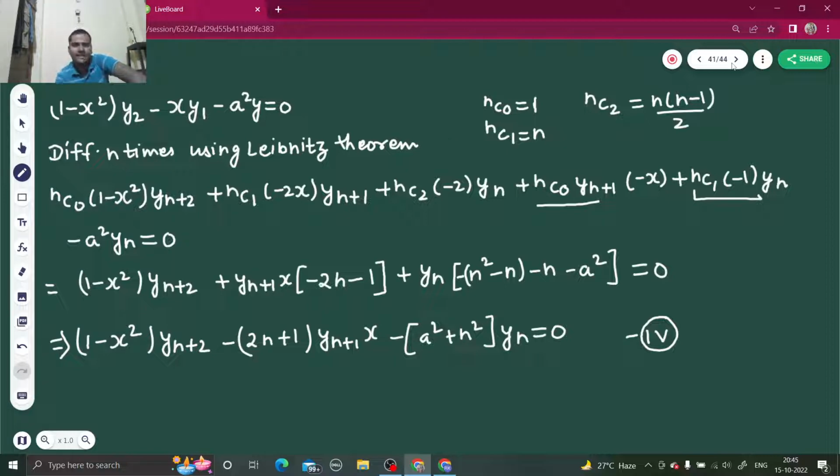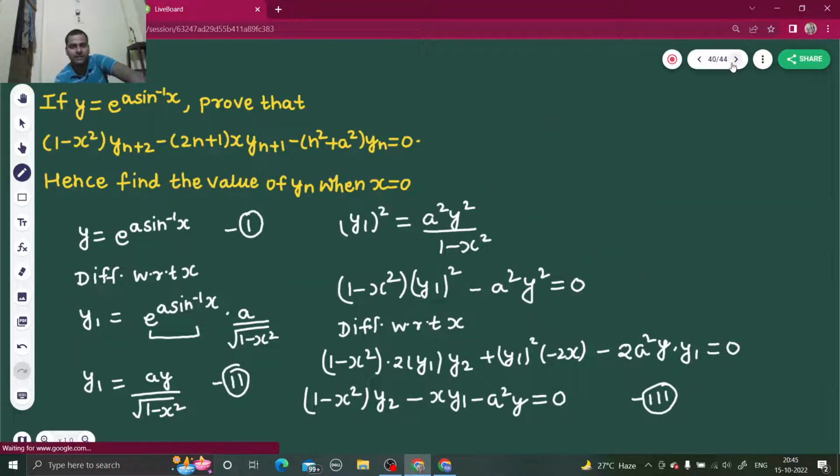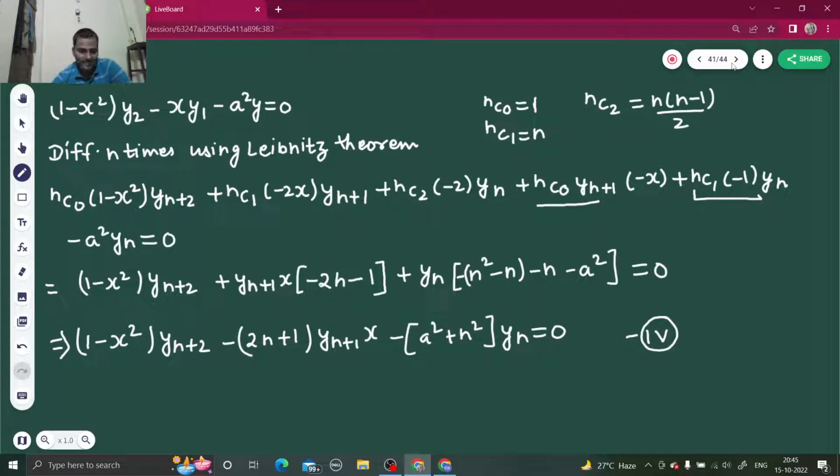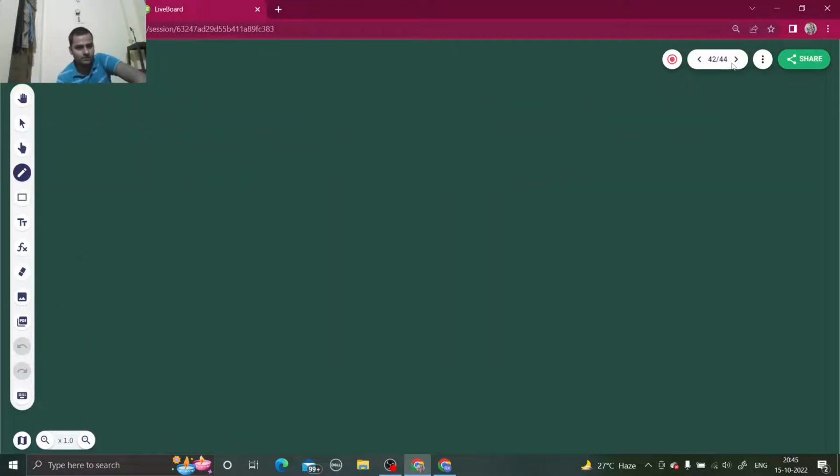Now I'm saying that when x equals to 0, they are asking the value of yn. So when x equals to 0, let's put x equals to 0 in equation number 4. So this middle term will vanish because at x equals to 0, this will be 0. And from here, you will get yn+2 only. Okay, yn+2 from here.